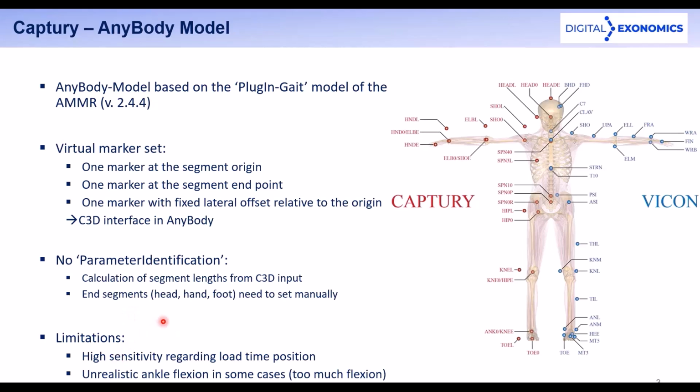Limitations we have noticed so far with this model are, on the one hand, a very high sensitivity regarding the load time position. When the position of the model during load time is too far off from the position of the subject in the first frame that you want to simulate, then you get a kinematic error. And we also see some problems with ankle flexion, where for some simulations the ankle flexion is too high, which then results, of course, in unrealistic muscle activities, joint reaction forces, and so on.